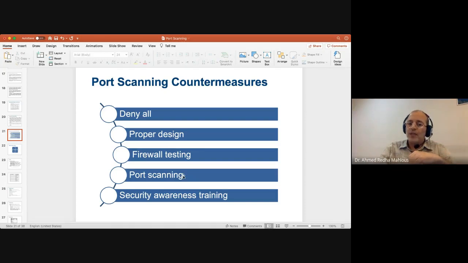Do your port scanning as well. Try port scanning to see, as an outsider like a pen tester, which ports are open, which ones are closed, and so on. And of course, you have to do security awareness training for your staff.